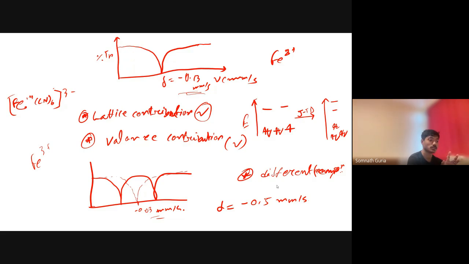The delta value is minus 0.5 millimeter per second at that temperature, the temperature at which hexacyanoferrous has been recorded.